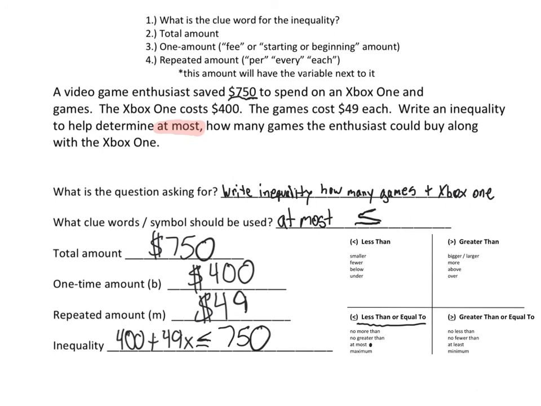Now this reads $400 for the Xbox One plus $49 for each video game times X, which represents the amount of video games, is less than or equal to $750. So what he spends has to be less than or equal to what he has saved.